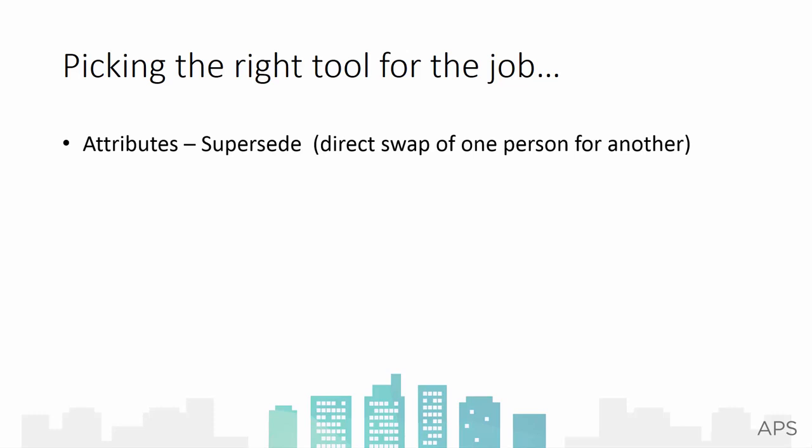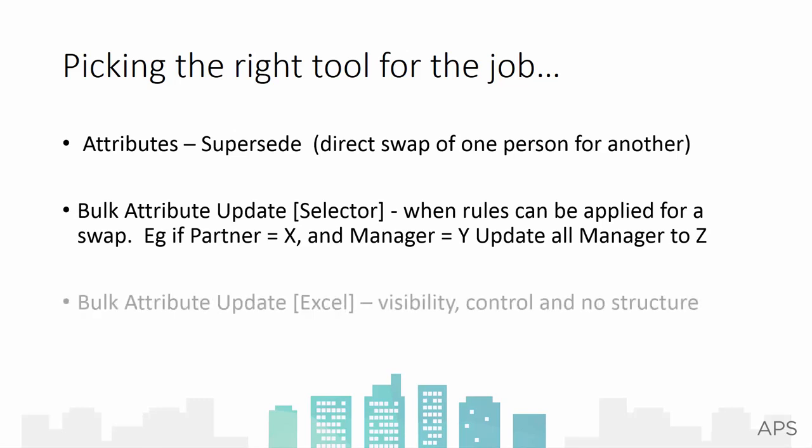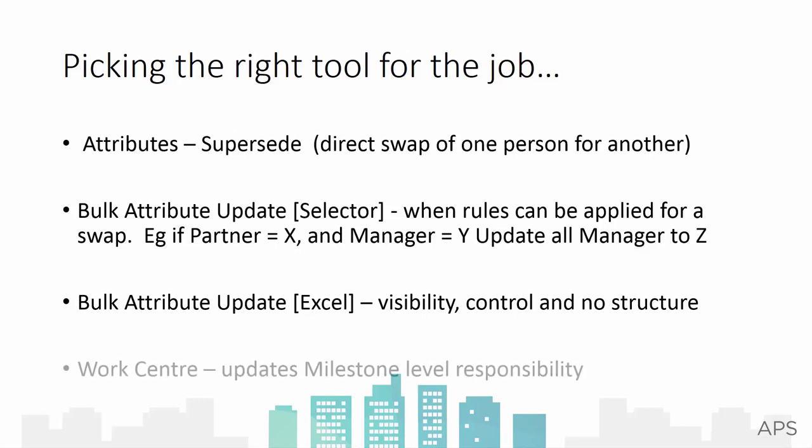You have the attribute supersede function, which directly swaps one person for another. You could use the bulk attribute update selector when rules can be applied to swap. You can also use the bulk update Excel option where visibility and control is required and there is no structure to the changes that you need to make. So an Excel spreadsheet is ideal to review that before uploading. Finally, the Work Center provides an update tool for the milestone level responsibility. For the Work Center milestone updates, please refer to the Introduction to Work Center video.